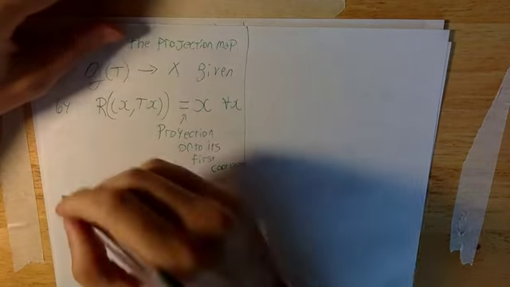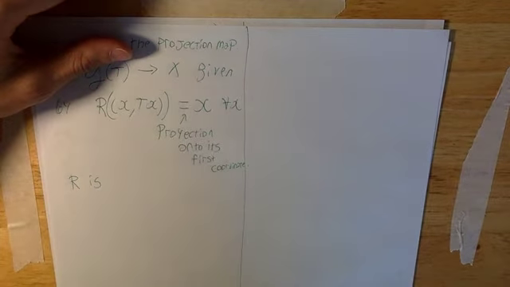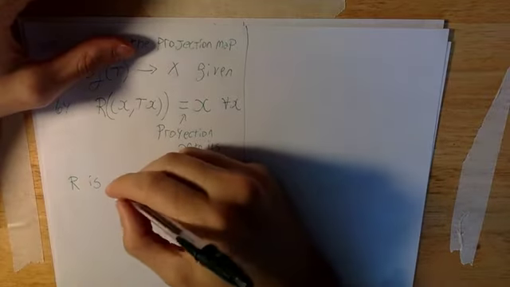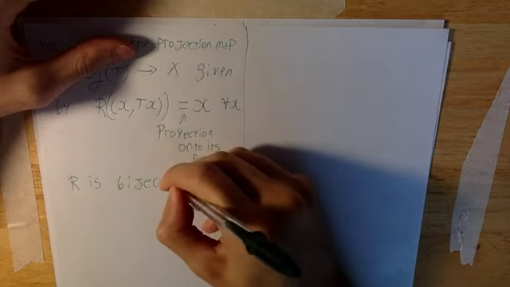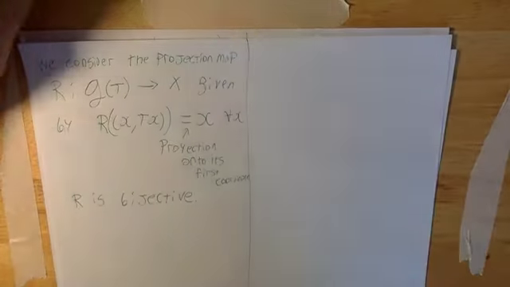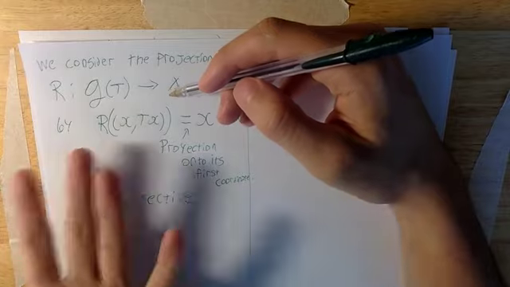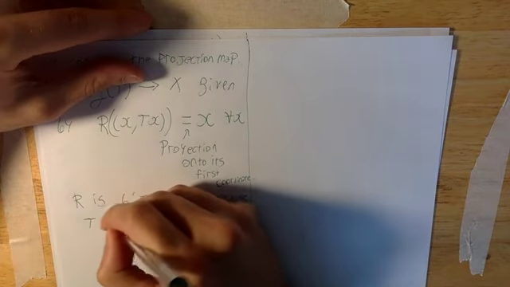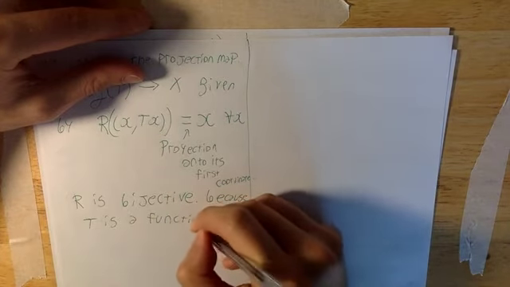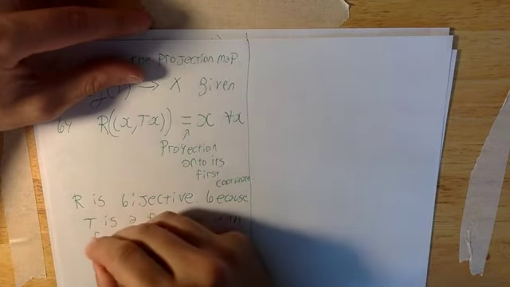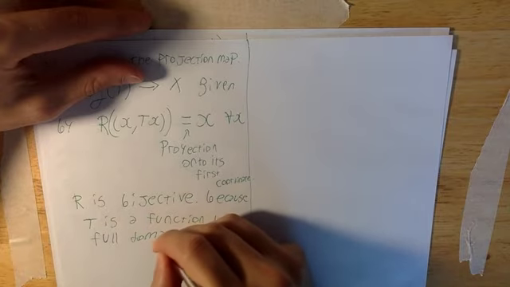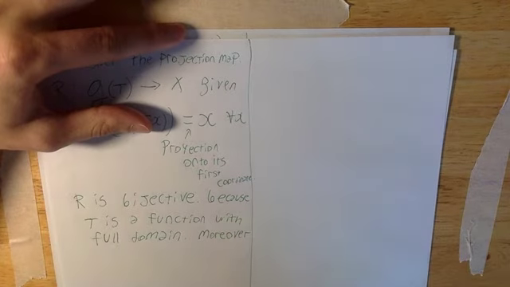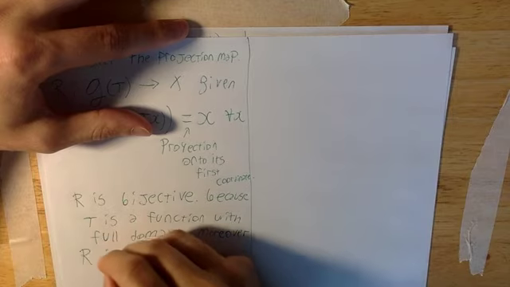So what are the properties of R? R is bijective, just because you have a projection onto a graph, and the projection onto a graph is bijective because T is a function with full domain. Moreover, R is bounded.